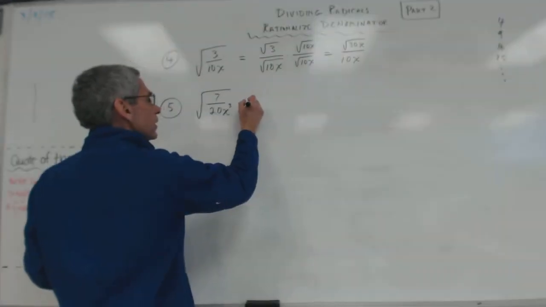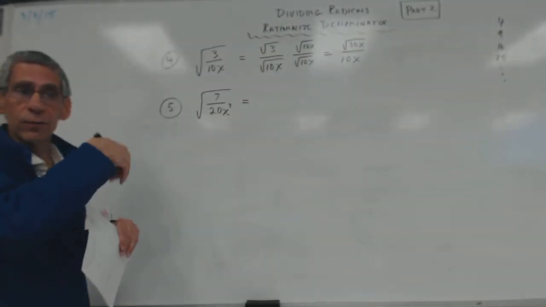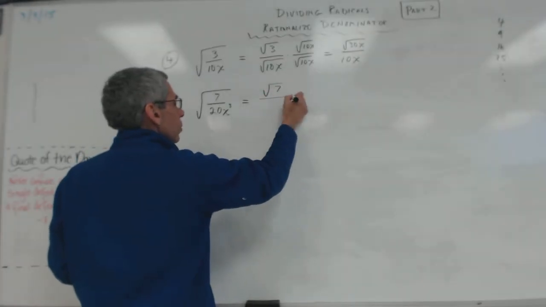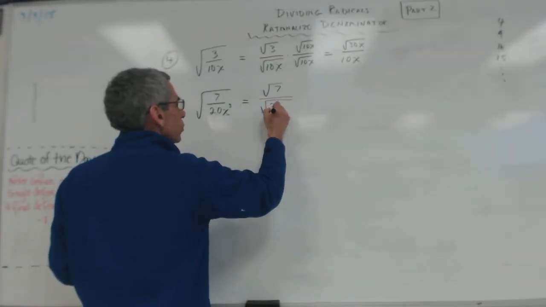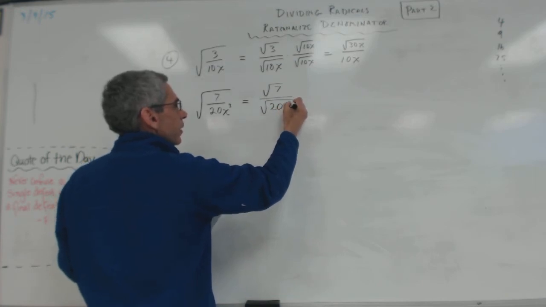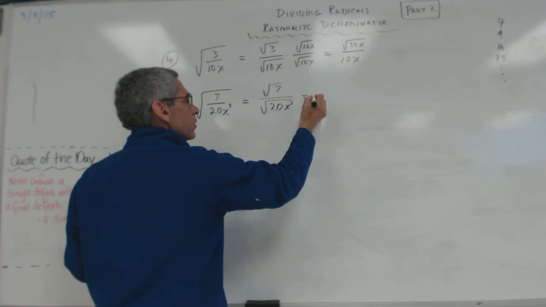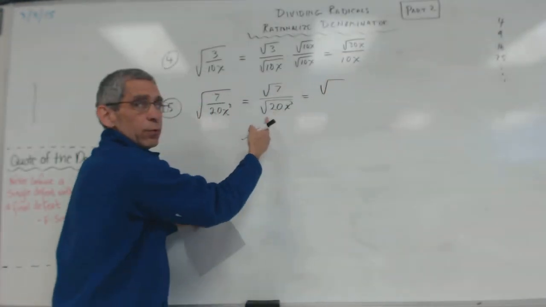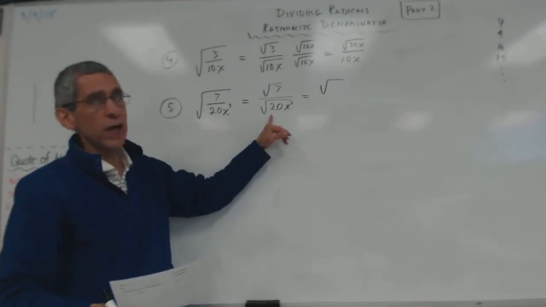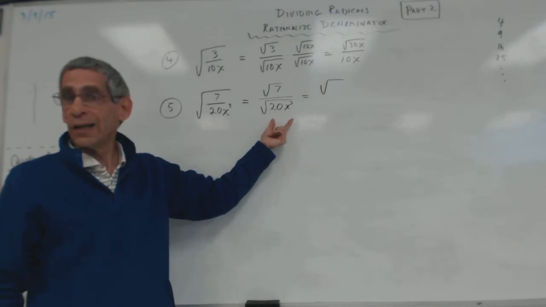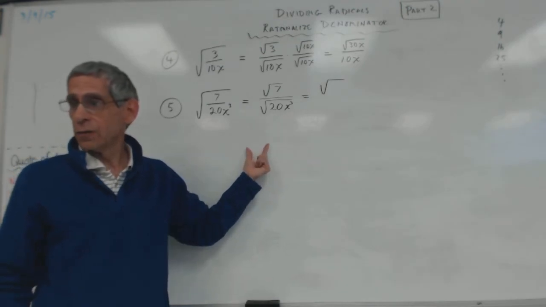Okay. So I'm going to separate them, right? Because there's nothing I can do upstairs and downstairs. So I've got the square root of 7 over the square root of 20x cubed. And then I'm going to put an equal sign. I want to simplify. I don't want to multiply top and bottom by 20x to the third. That'd be hard. Do you see why? Because I know part of 20 can come out.